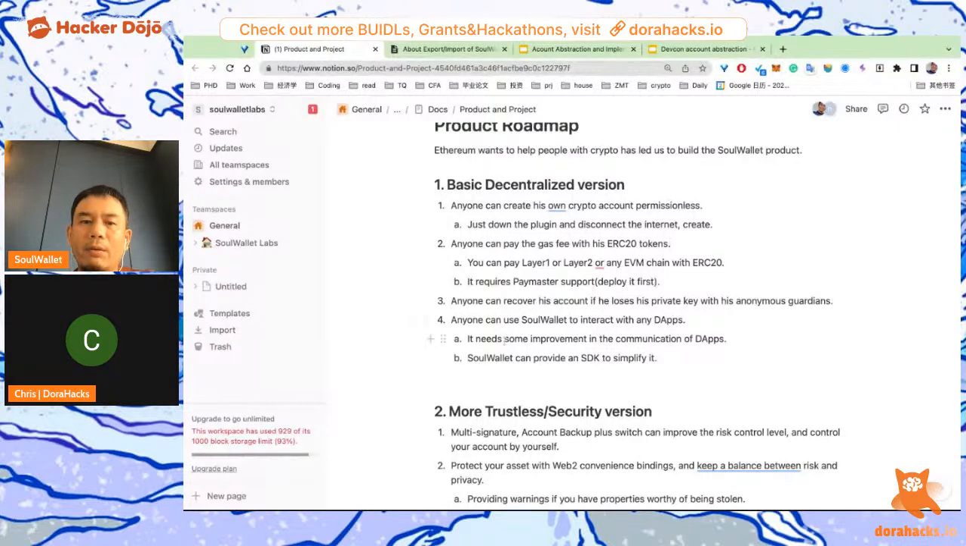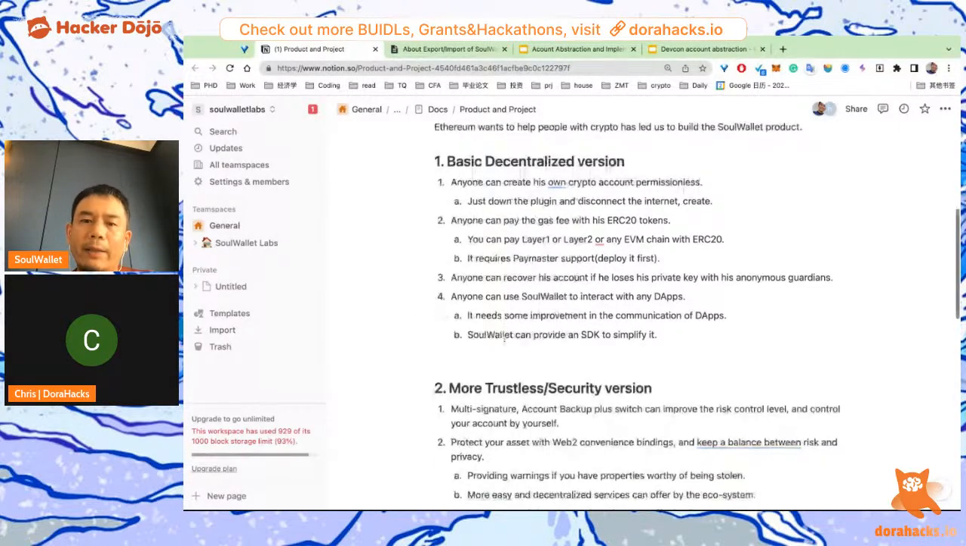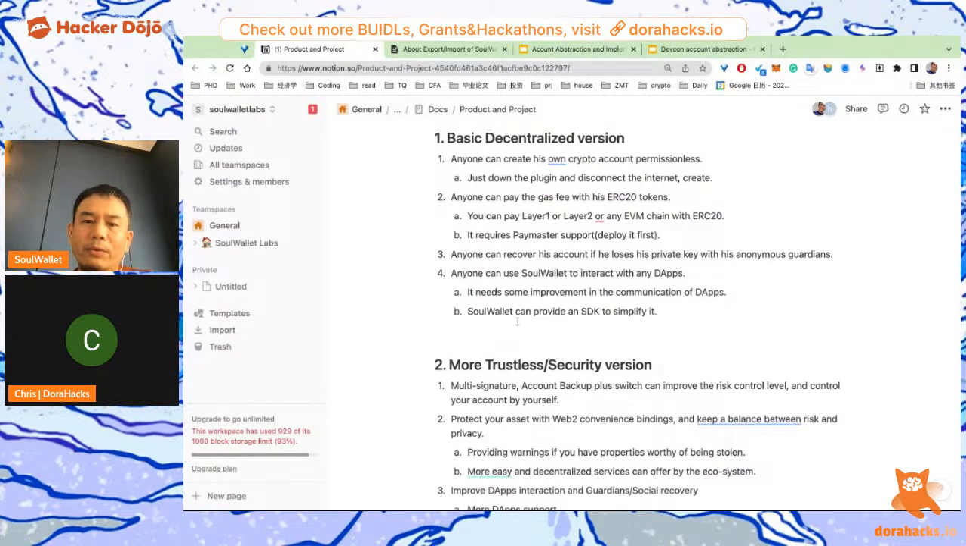And anyone can recover his account if he loses his private key, with his anonymous guardians. The guardian is your social relation. You're never lost, because your social relation with guardians will recover your account. And anyone can use SoulWallet to interact with any dApps. Yeah, it's the first version.